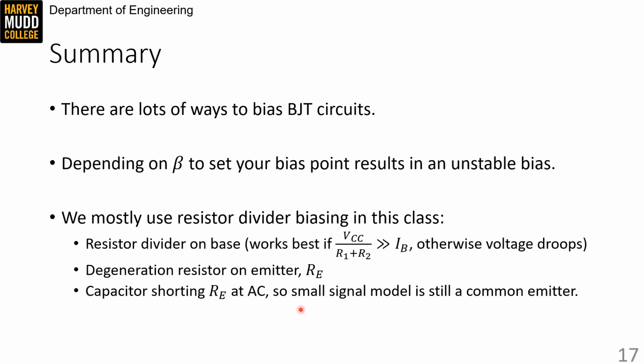And then we put a degeneration resistor on the emitter to set the emitter current. And then we short out that degeneration resistor at AC frequencies. So our small signal model is still a common emitter. The emitter appears grounded for small signals.